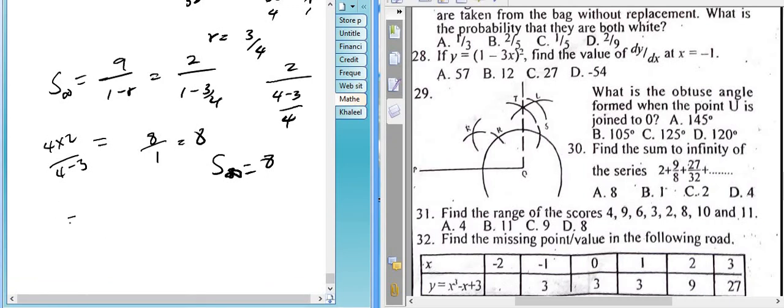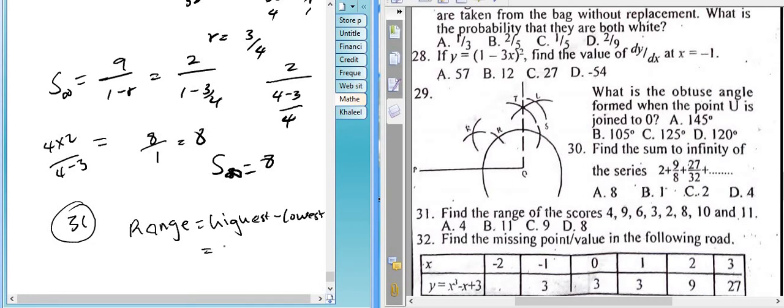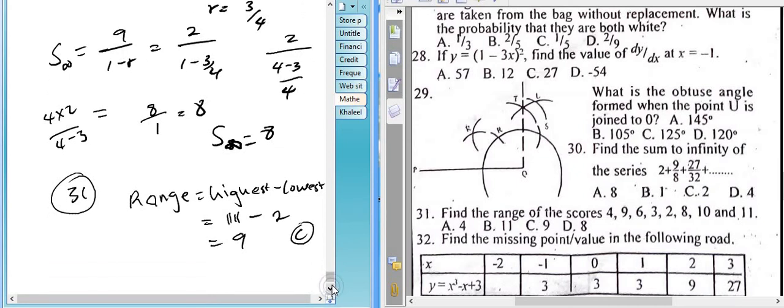So question number 31, find the range of the following scores. We are given the set of numbers. The range is given as highest minus lowest. So the highest number is 11 and the lowest number is 2. So 11 minus 2 is 9. So the range is going to be C. That's option C. Okay, so next question.